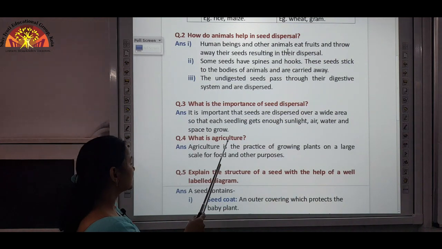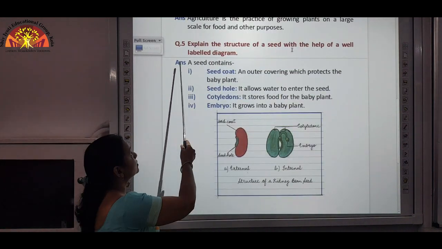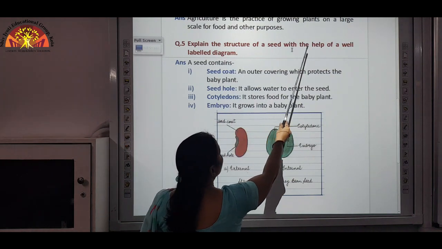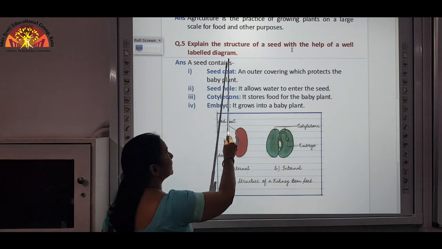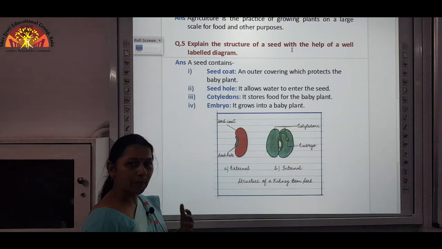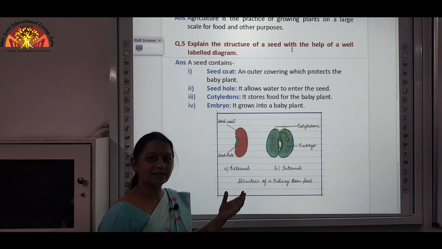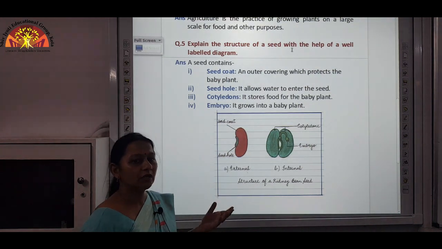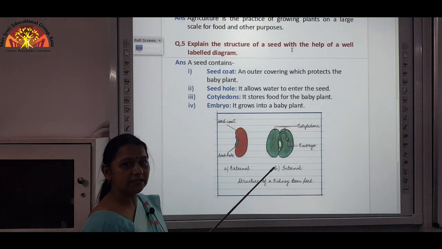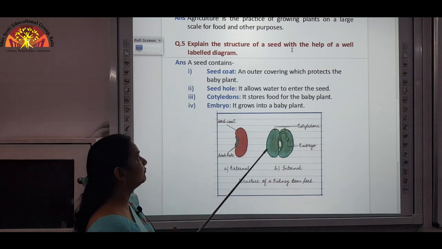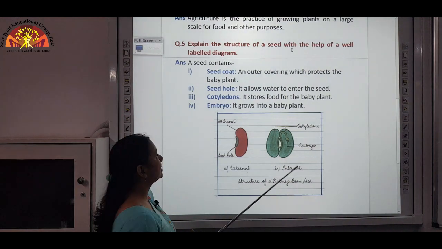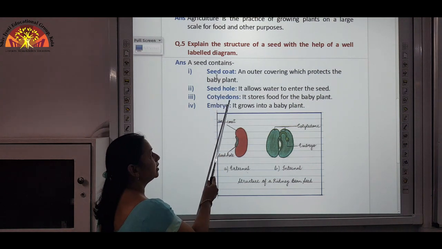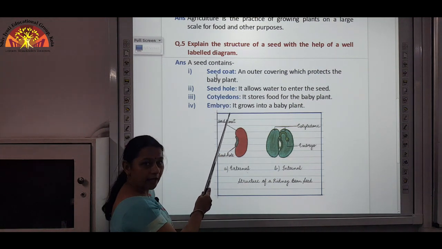So, this was about question number 4. Coming to question number 5. Explain the structure of a seed with the help of a well labeled diagram. As I have explained you earlier, I explained the structure of seed on the board to you. In the structure we have 4 parts, and what are these 4 parts? A seed contains seed coat, seed hole, cotyledons and embryo.